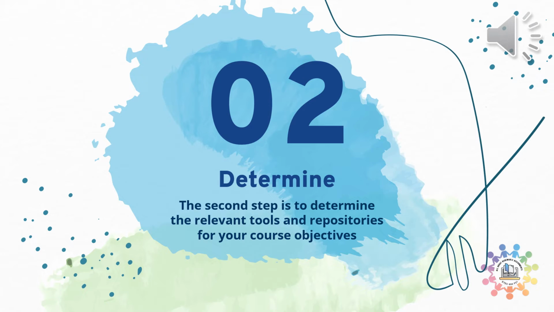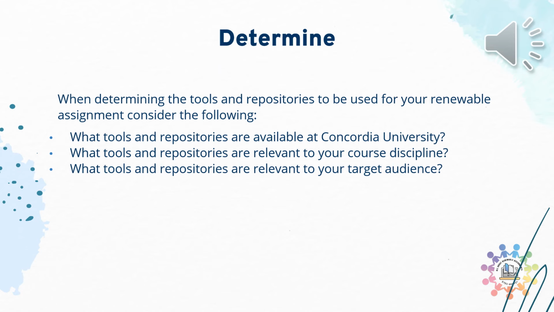This next section introduces the second step in the 5-step process, which is to determine the tools and repositories to be used for locating and sharing renewable assignments. When determining the tools and repositories to be used for your renewable assignment, ask yourself the following questions.